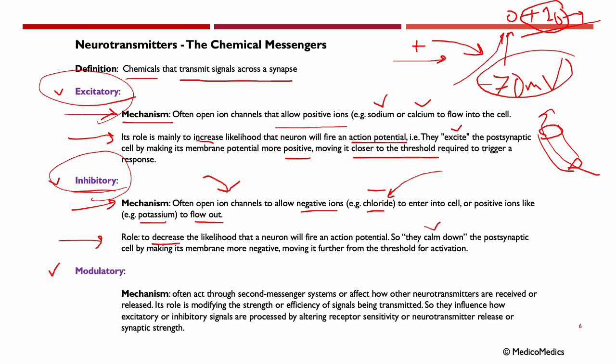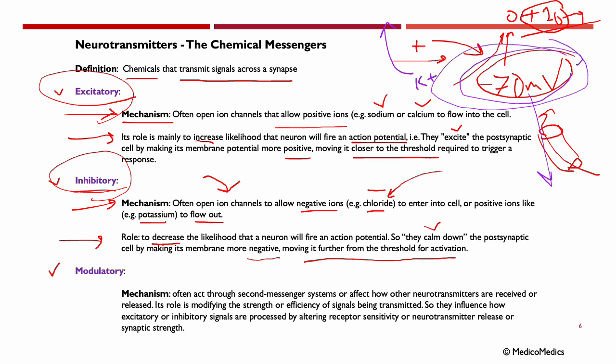So they inhibit. They calm down the postsynaptic cell by making its membrane more negative, moving it further away from the threshold. Again, minus 70, if you get more potassium that's positively charged leaving the cell, minus 70 will then go closer to minus 80, for example. And that gets us further away from our threshold. Hope that makes absolute sense now.